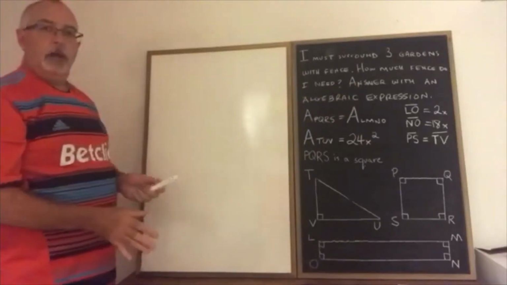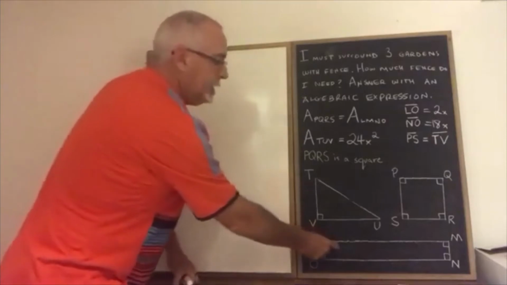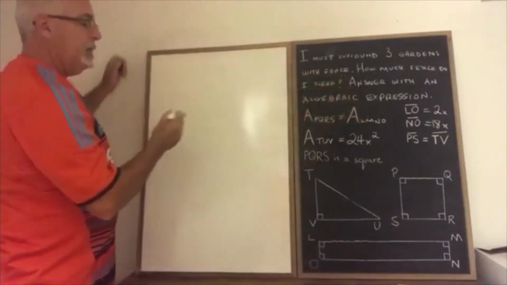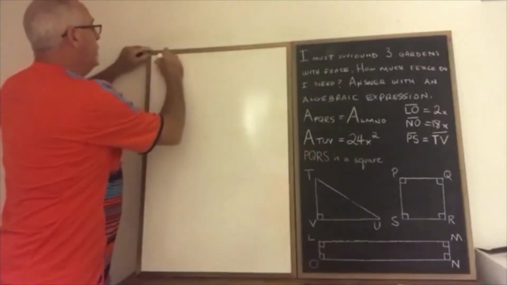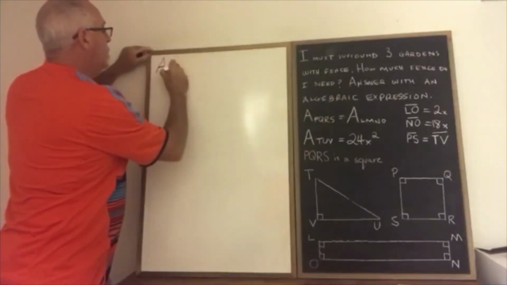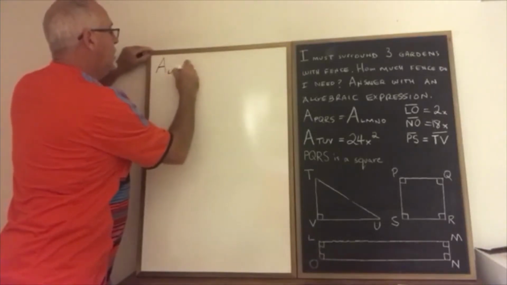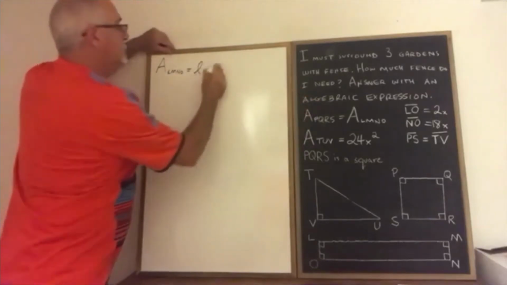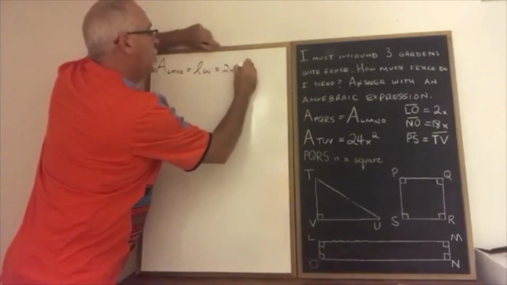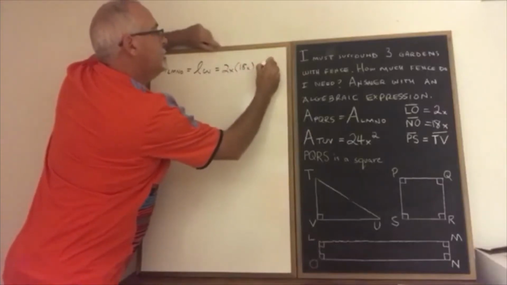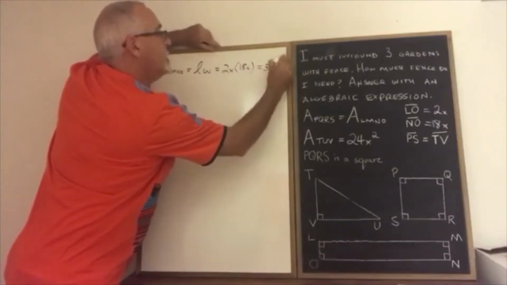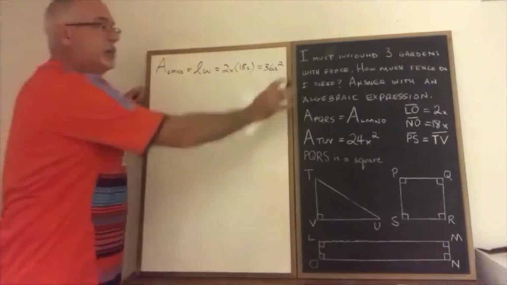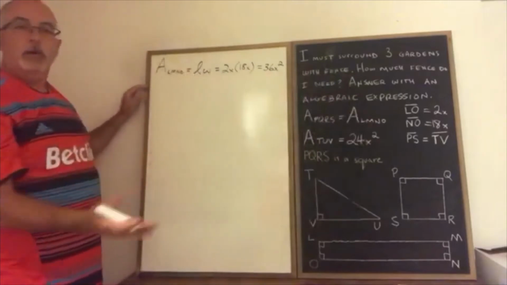Where will we start? I think the easiest place to start is rectangle LMNO because we know its length and its width. So I'm going to start by finding the area of rectangle LMNO. It's going to be equal to length times width, and that is 2x times 18x, which is 36x squared. I already know the area of the rectangle, which is going to be necessary to solve this problem, so I have started earning marks here.